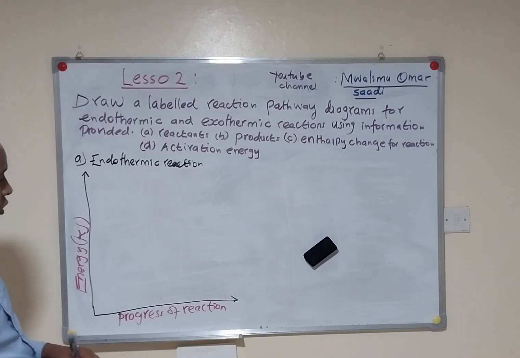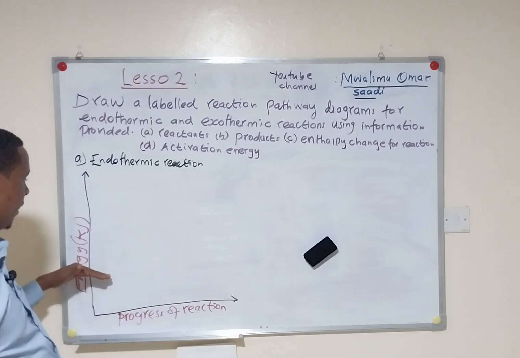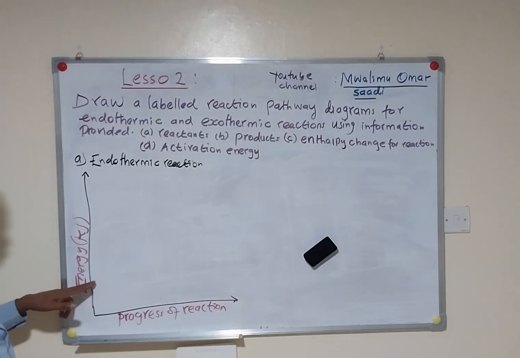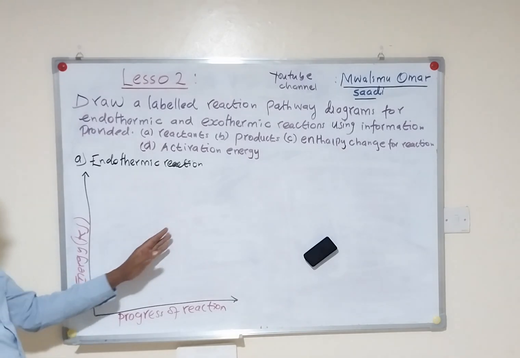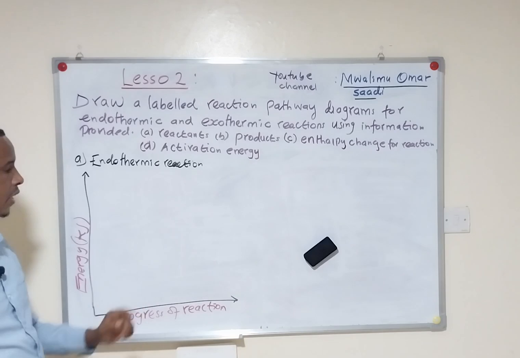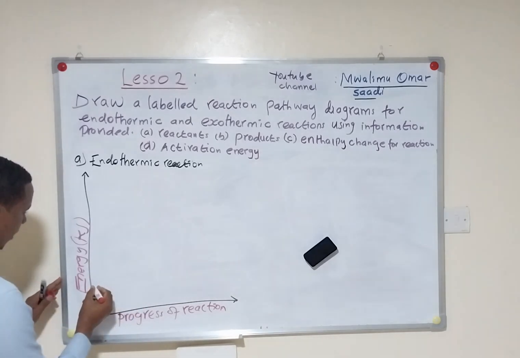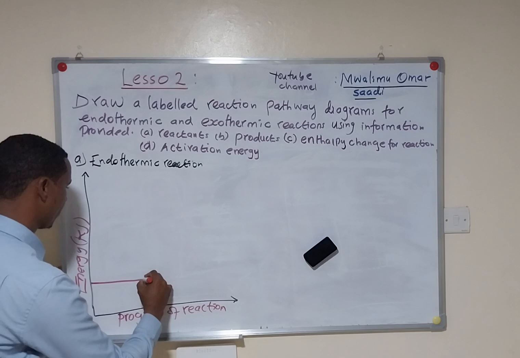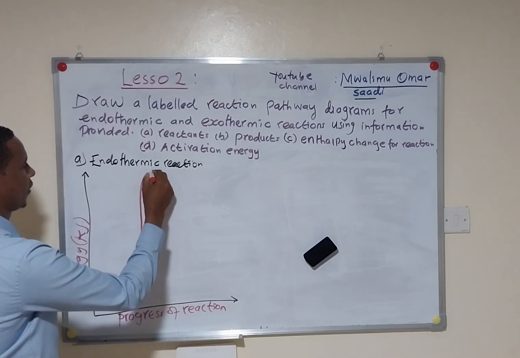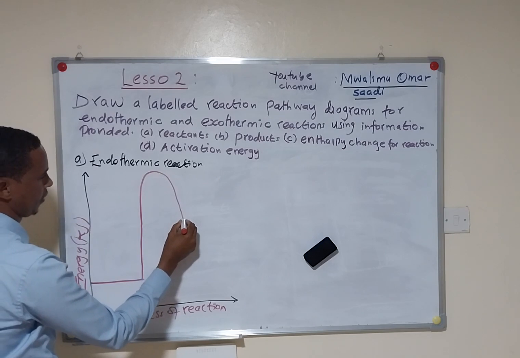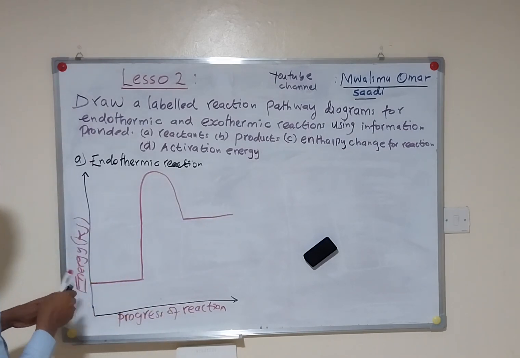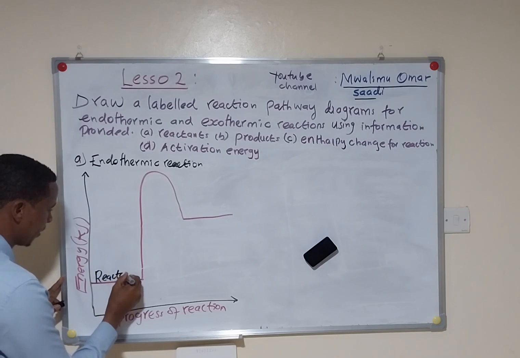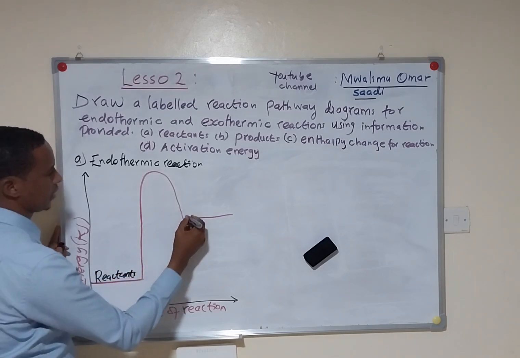So for endothermic reactions, reactants and products are drawn horizontally, showing the reactants on the lower part of the energy level diagram and the products on the upper part of the energy level diagram. So this is the reactants, and this is the products.